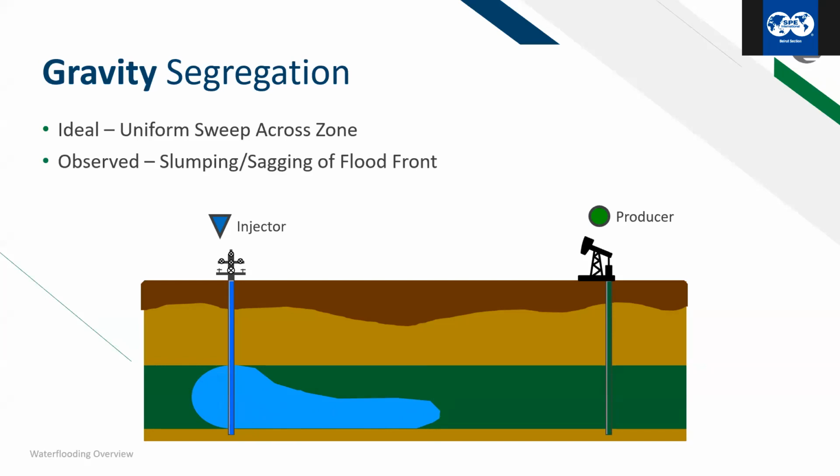Gravity is basically pulling the water down. Oil is lighter than water, so it's going to migrate up to the top of your zone, and you'll only really be flushing or flooding the bottom part of your zone.